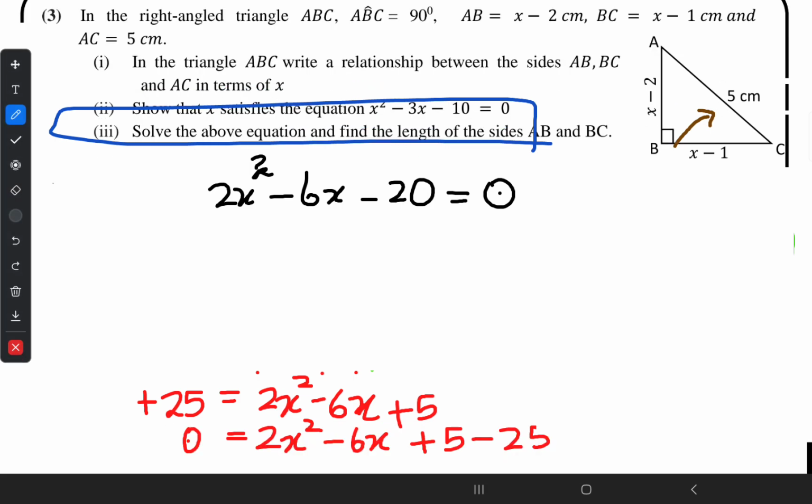This expression shows something similar, but there is no 2 here. All these are multiples of 2, so we can take 2 as a common factor. So x square minus 3x minus 10 equals 0.